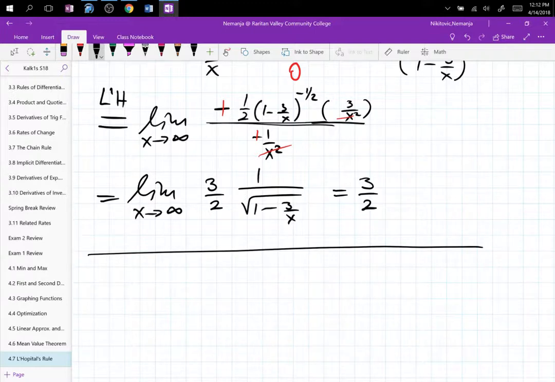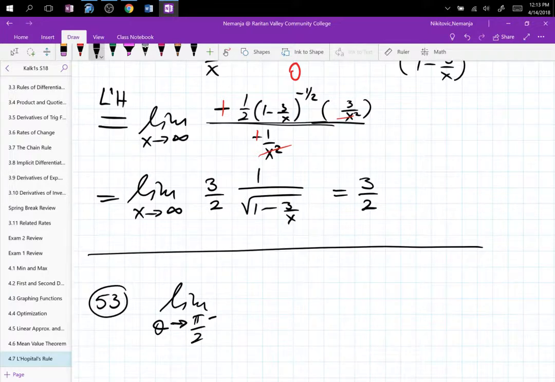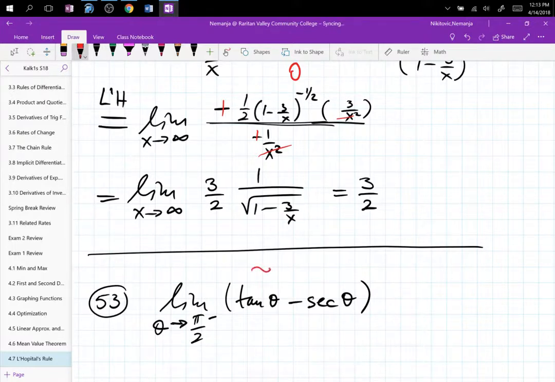Let's go with tangent minus secant, because we can. Limit as theta goes to pi over 2 from the left of tangent theta minus secant theta. Well, it's infinity minus infinity. Both of these have a vertical asymptote at pi over 2, because both have cosine in the denominator, right? Cosine is 0 at pi over 2, so it's a vertical asymptote there.